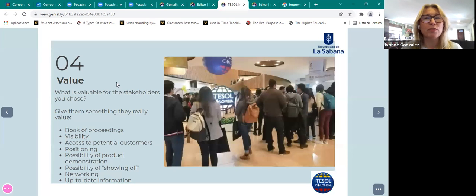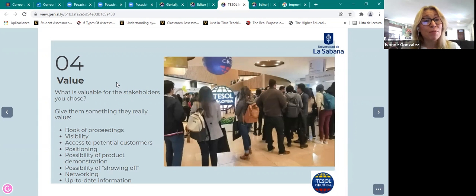If you think about, for example, publishers, they want to focus on visibility, and they want to have possibilities of product demonstration, and they want to get in touch, direct touch with potential customers.